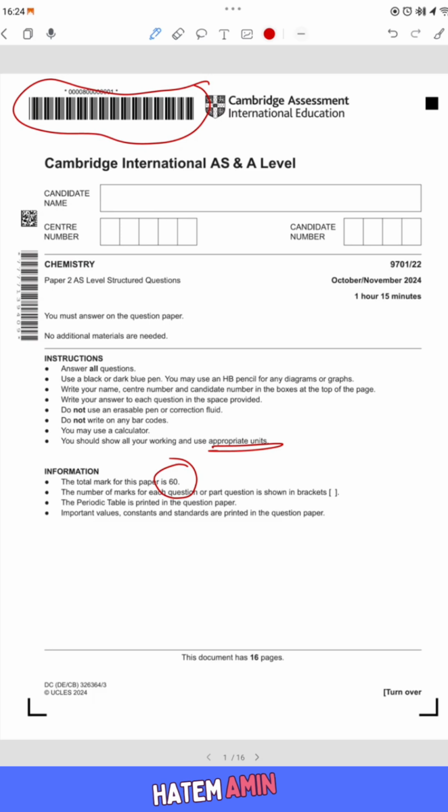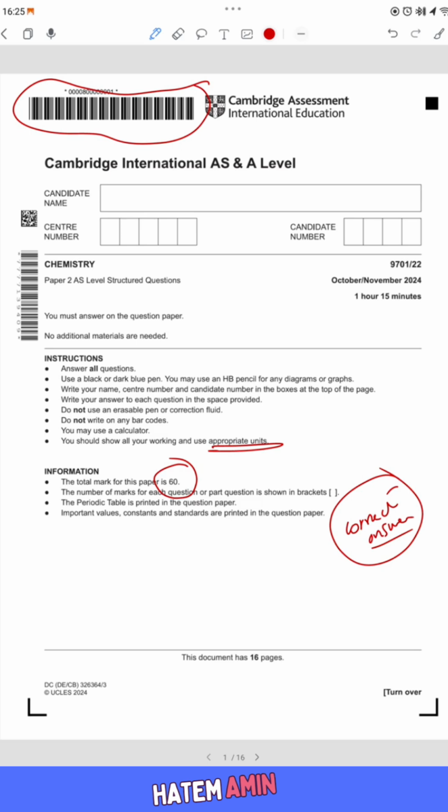This paper depends on two things. The first one is to write the correct answer. The correct answer is very important to write. Don't write or explain something you are not sure about.